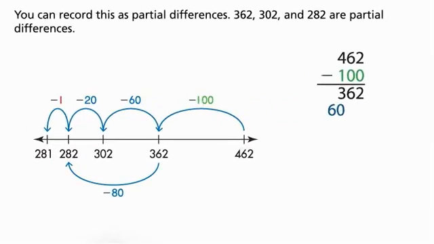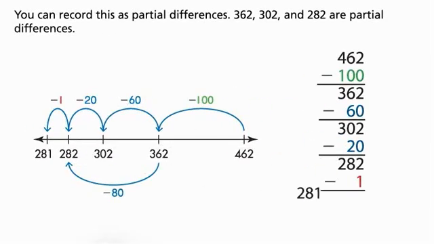You can record this as partial differences. 362, 302, and 282 are partial differences.